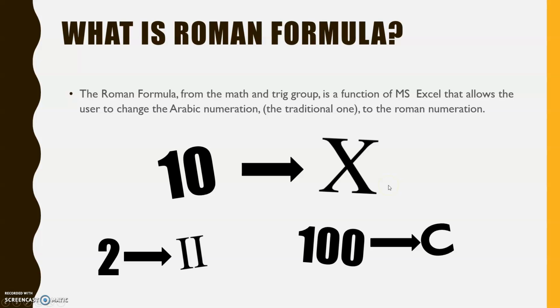What is the ROMAN formula? The ROMAN formula is from the Math and Trig group, and the function of Microsoft Excel is to allow us to change from the Arabic numeration, the one used today, to the Roman numeration.